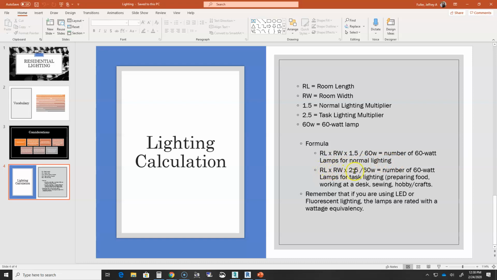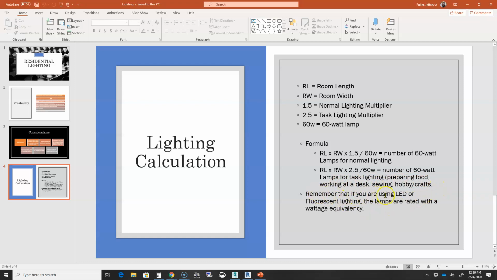The next formula just changes the variable right here. The task lighting multiplier is what we're using. So again, length times width times 2.5, and that would be used, say, in like a kitchen or a shop where you're going to be working with small parts and things like that. Divided by 60 watts, and then that would be the number of 60 watt lamps for task lighting: preparing food, working at a desk, sewing, hobbies and crafts, things like that.